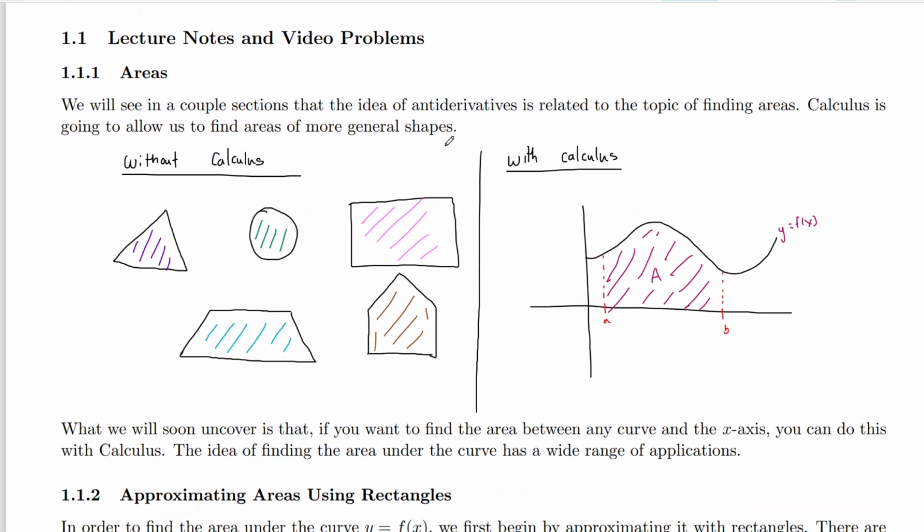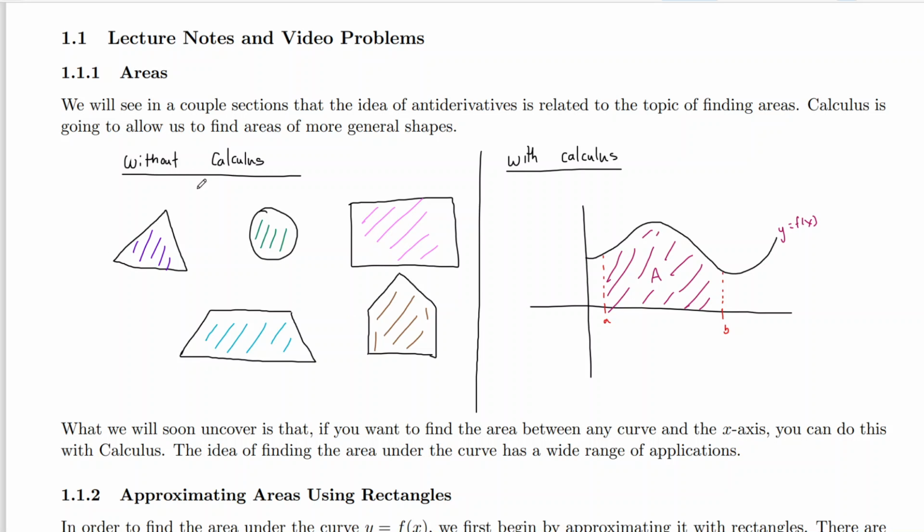All right, so kind of a preview here. We'll see in a couple sections that the idea of antiderivatives is related to the topic of finding areas, and this will be very important. This is probably the most important result of calculus, and we'll see it's so important that it's got a special name in the future. But right now, what we're going to think about is that calculus is going to allow us to find areas of more general shapes.